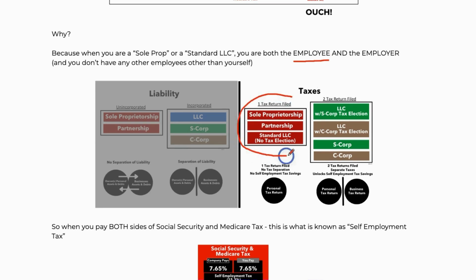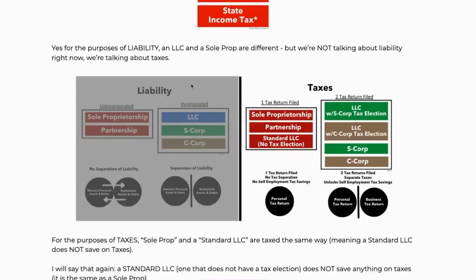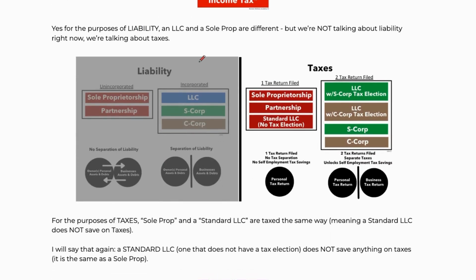So this category right here, in which there's only one tax return being filed, okay? When there's one tax return being filed, a sole prop or a partnership, if that's the case, or a standard LLC with no tax election, you are on the bad end of the stick once you start making a substantial amount of money, because you're having to pay both Social Security and Medicare tax. And when you have to pay both because you're a sole prop or a standard LLC with no tax election, they call that self-employment tax. We talked about this in the previous training already, okay? And so, yes, for the purposes of liability, this side of the equation here, sure, an LLC is different than a sole prop, right?